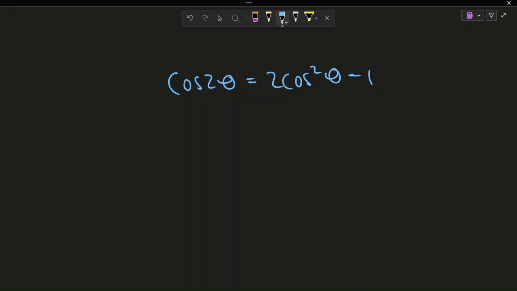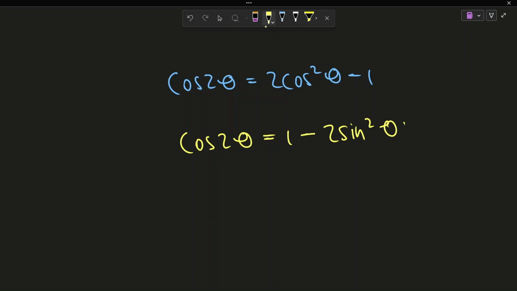Remember, cos square theta does not equal cos of theta squared. Remember that. Now say, for example, you want to find cos 2 theta using just sine theta. Well, thanks to the next identity, you can do that as well. It's going to look like this: cos 2 theta equals 1 minus 2 sine square theta.